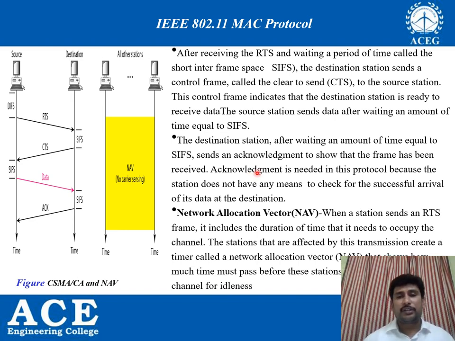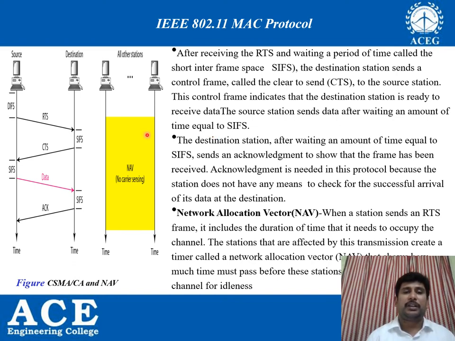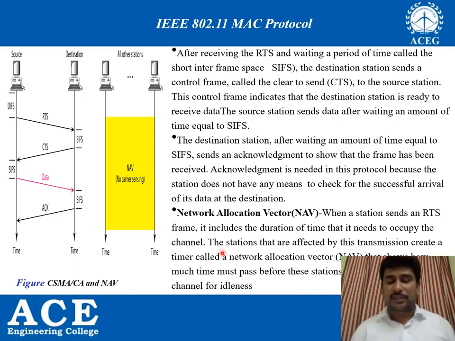Now, when one station is trying to transmit data to another station, it doesn't want the remaining stations to transmit data. So when a station wants to send data to a destination, along with the request to send, it includes the duration of time that it needs to occupy the channel. So A wants to send to B, and it informs all the remaining stations, I want to send data to B and I want the channel for 15 minutes. For that particular 15 minutes, all the stations affected by this transmission will not sense the channel until that time expires.